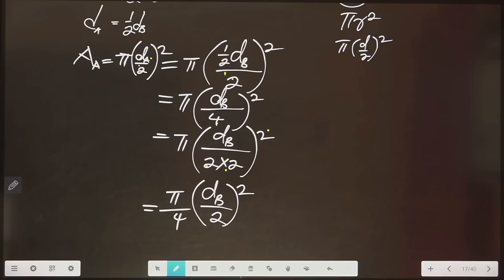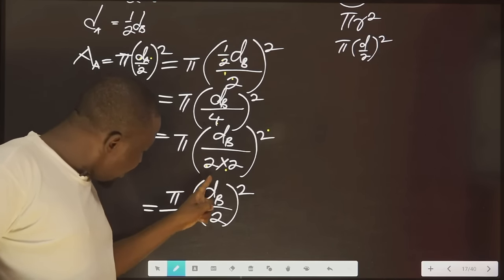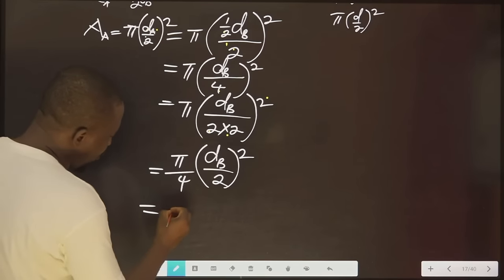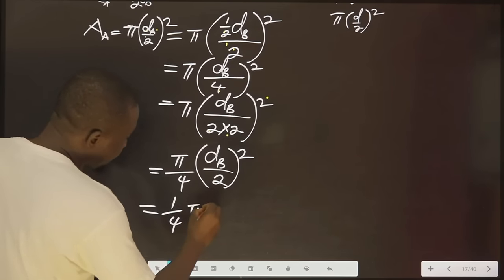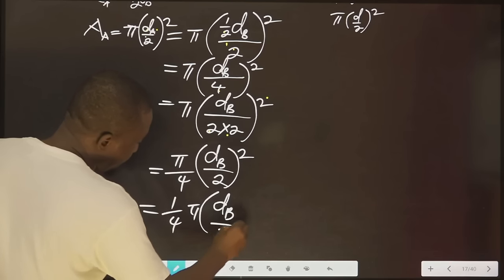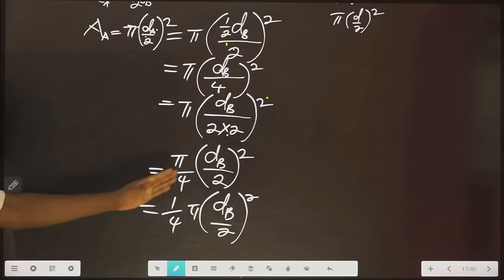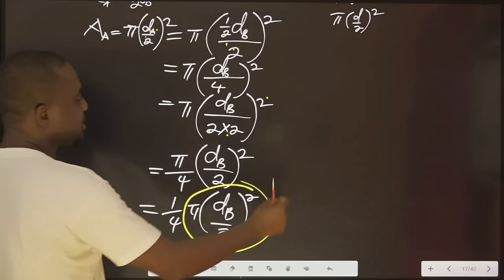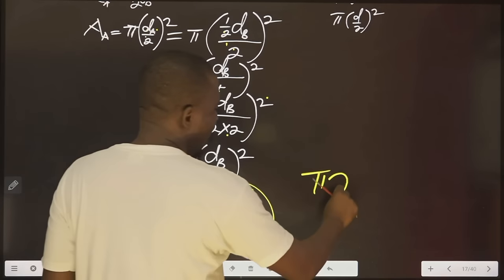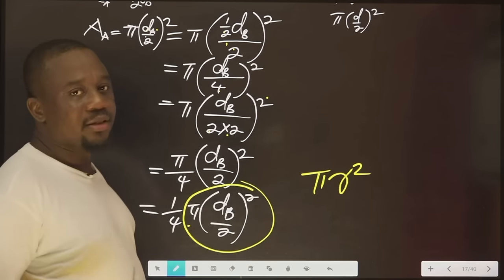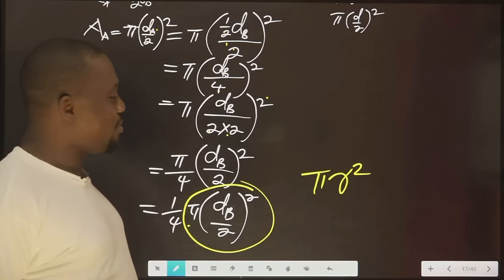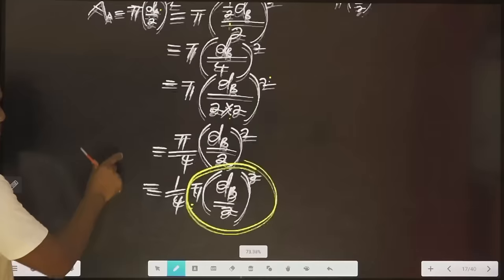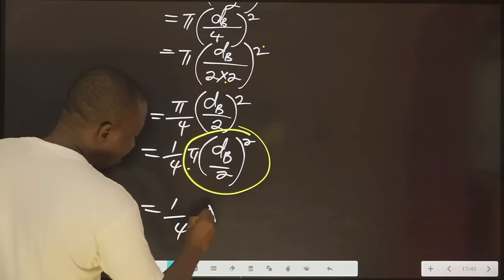I don't know if you understand. For this to come out, I want this one to represent the radius of B. So you agree with me, now we can write it like this, that is 1 over 4 multiplied by pi. I want to ask you now, what is this telling you? It's telling you pi r squared. This is the r of B. The diameter of B over 2 is the r of B. So therefore, this is the area of B. That is 1 over 4 area of B.